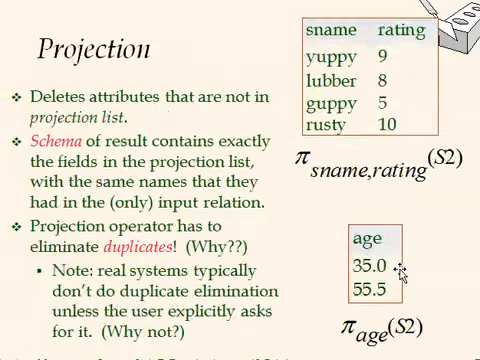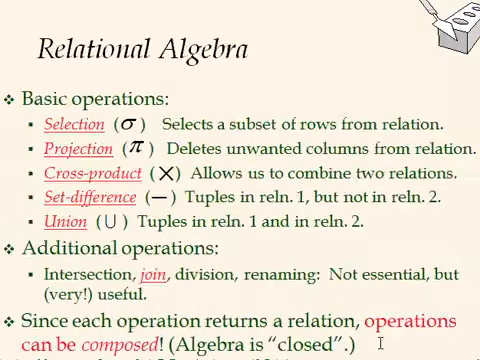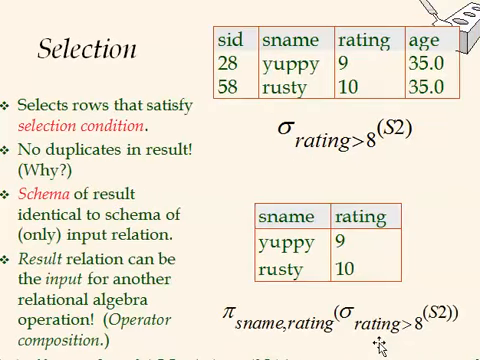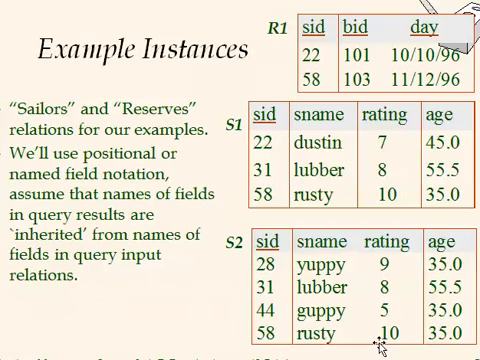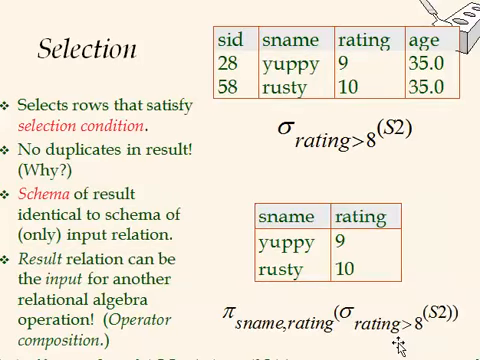So let's go back to the original table. For example, here on S2, greater than 8, the rating will be the 9, the 5, and the 10. And that's what they should show here. I'm sorry, greater than 8 will be the 9 and the 10, right? So the answer is the 9 and the 10, and that's what we're getting here as the answer.